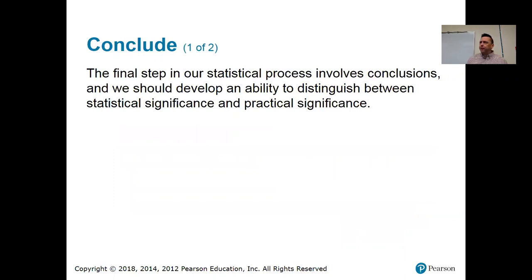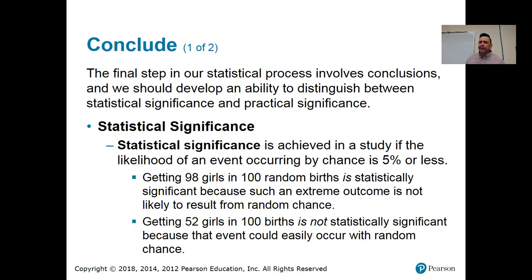And then the final step, conclusion. We should develop an ability to distinguish between statistical significance and practical significance. Statistical significance is achieved, and I remember it's been quite a long time since I've taught out of this particular book. But one thing I remember he does is he has a really good simple definition of statistical significance. That means that the likelihood of an event occurring by chance is 5% or less.